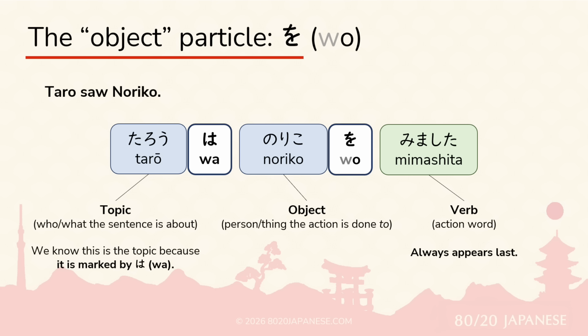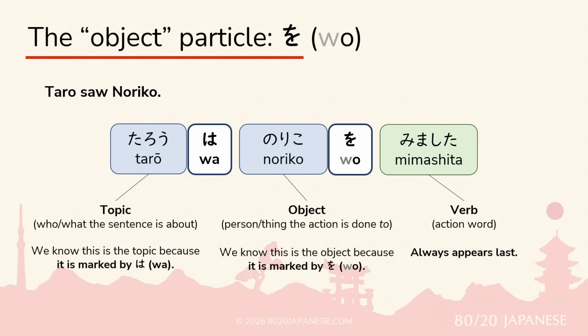She is the person who this action was done to. She is the one that was seen. And we know this because the object marking particle o comes immediately after Noriko. So altogether we get Taro wa Noriko o mimashita.